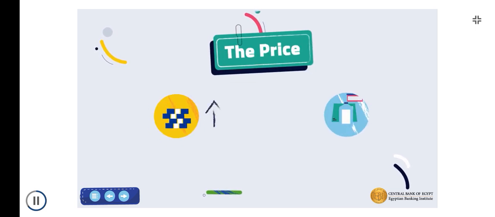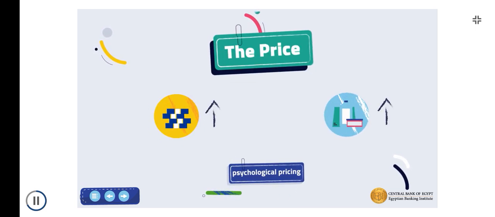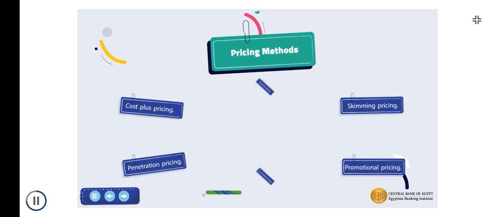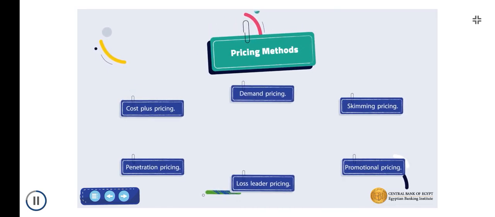The price is a reflection of the product quality. We have a very important expression in price, which is psychological pricing. Psychological pricing means that customers will relate high price with high quality. Regarding the different pricing methodologies, we have cost plus, demand pricing, skimming, penetration, loss leader, and promotional pricing.